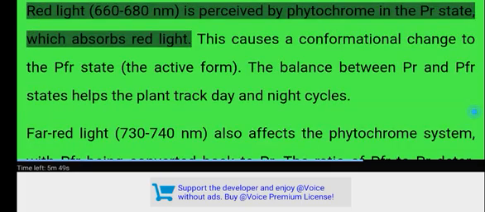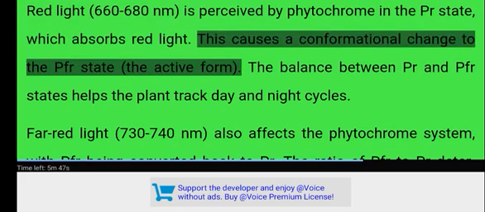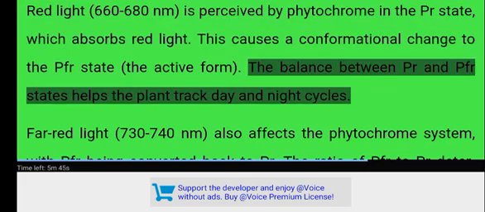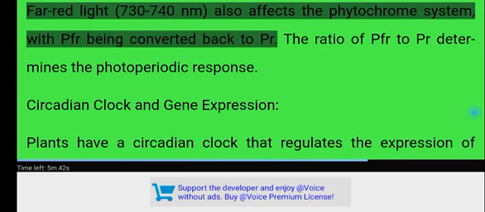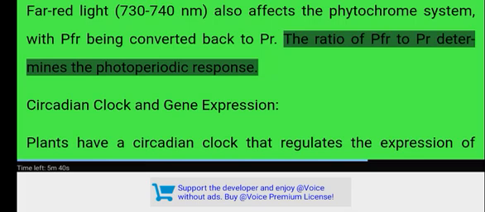Light signal perception. Red light (660-680 nanometers) is perceived by phytochrome in the PR state, which absorbs red light. This causes a conformational change to the PFR state, the active form. The balance between PR and PFR states helps the plant track day and night cycles. Far red light (730-740 nanometers) also affects the phytochrome system, with PFR being converted back to PR. The ratio of PFR to PR determines the photoperiodic response.